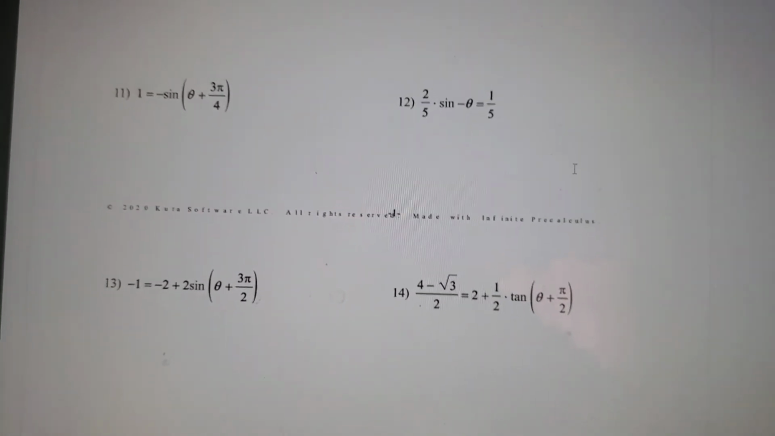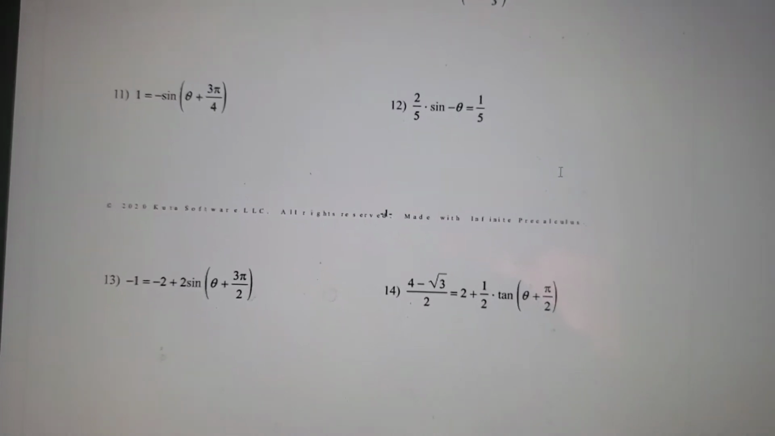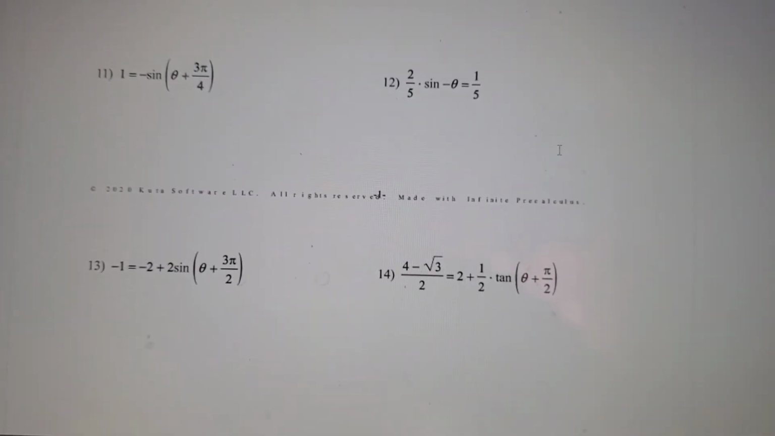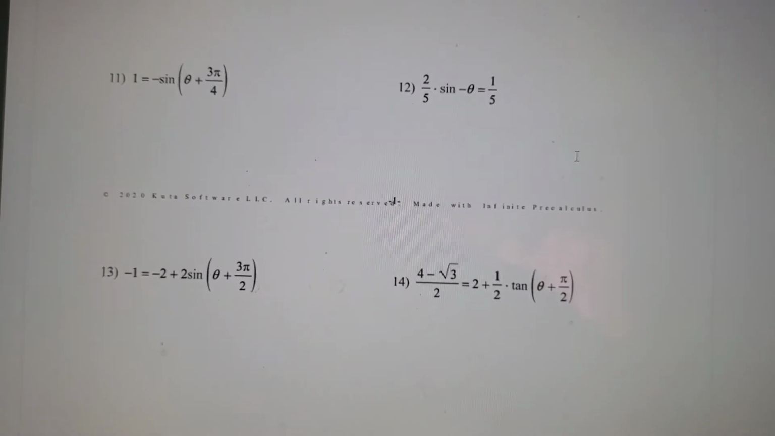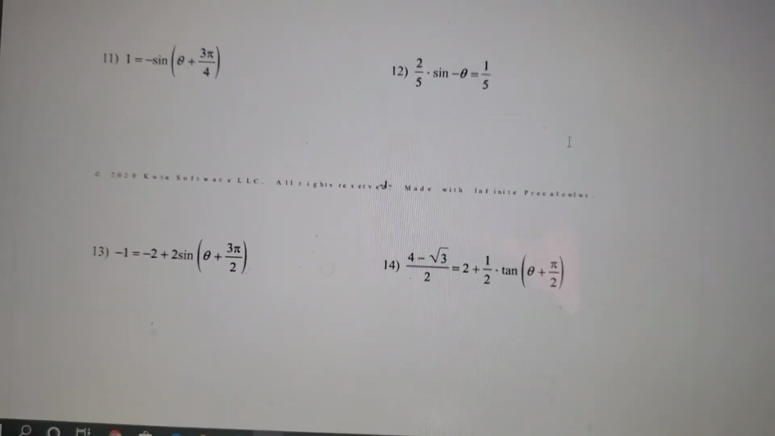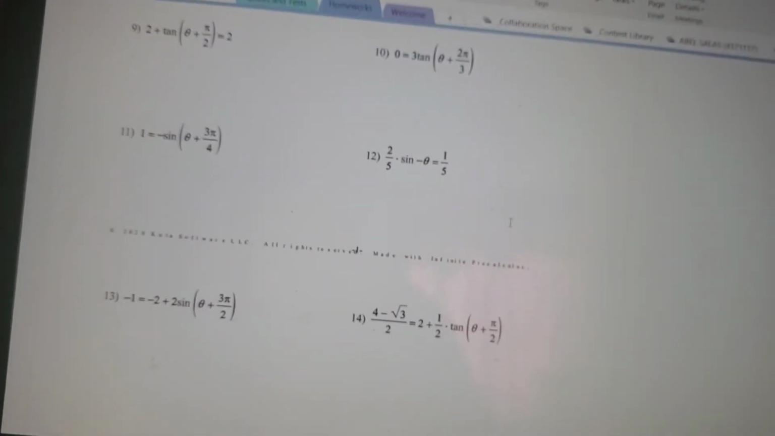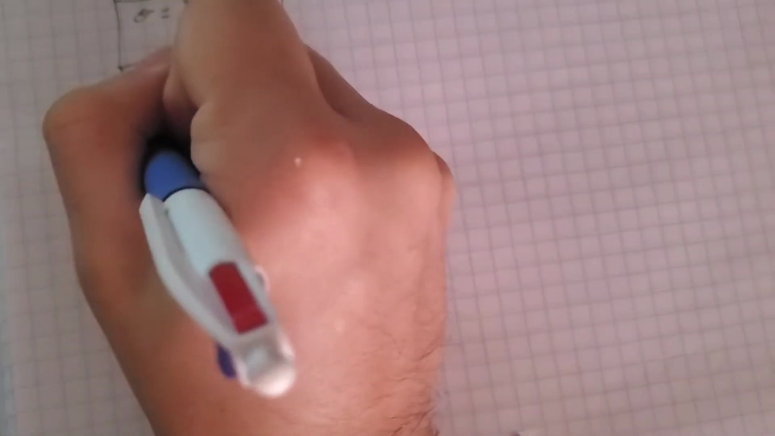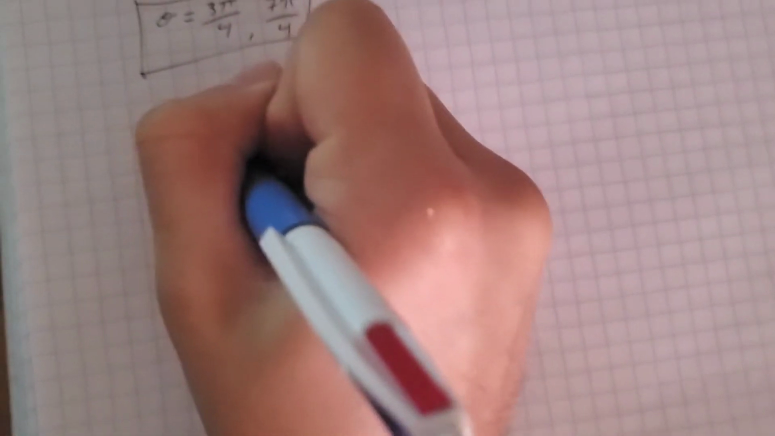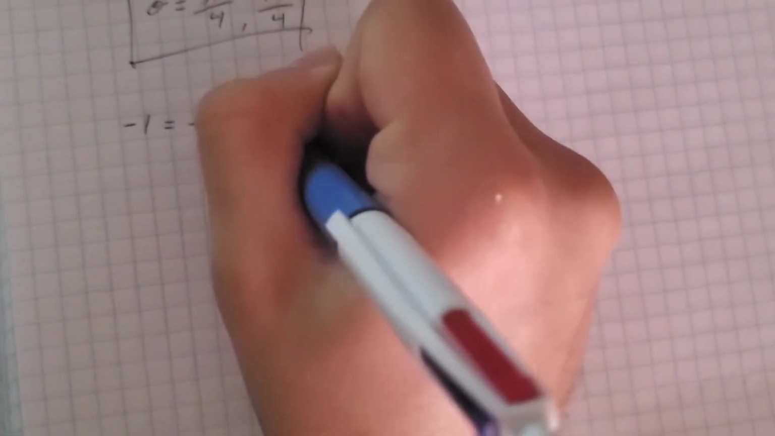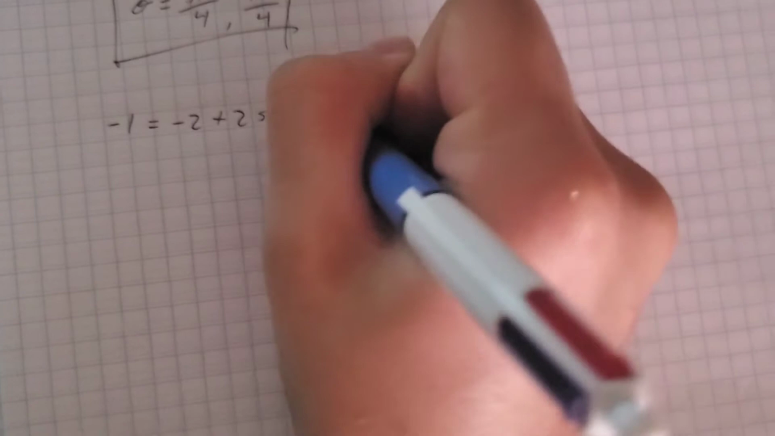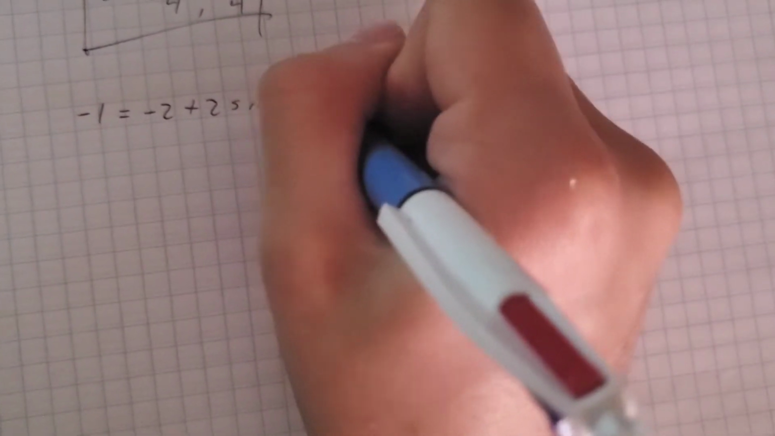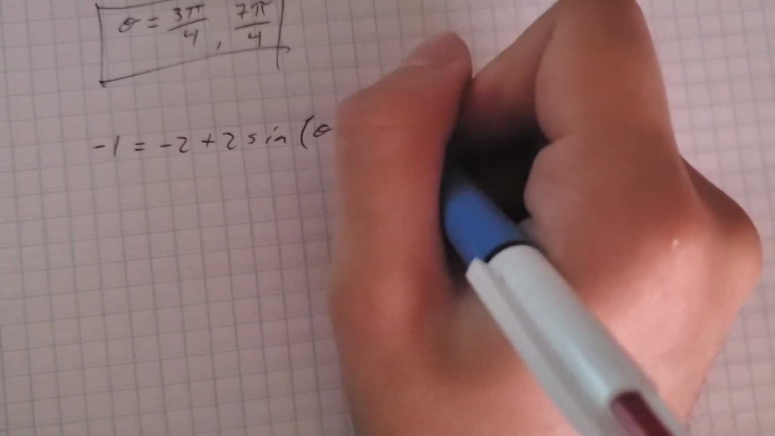You're going to see the process. The whole thing looks pretty complicated, but once you start working on it and you know all the steps to take, it will be very simple. Okay, so let's take a look. Let's go back to the notebook and start writing problem 13 down. Okay, so problem 13 is -1 equals -2 plus 2 sine of theta plus 3 pi over 2.